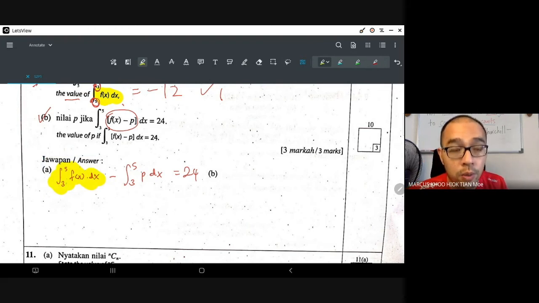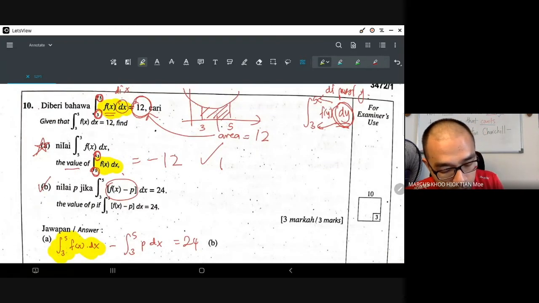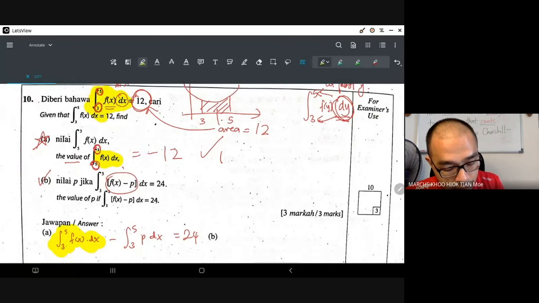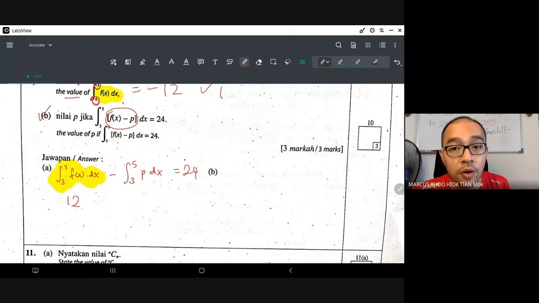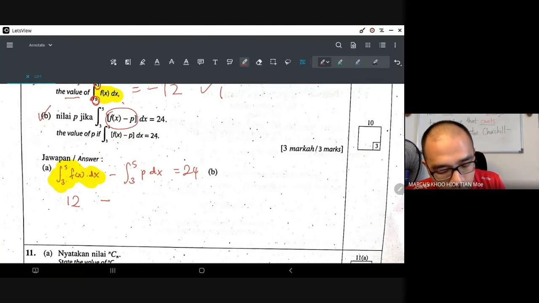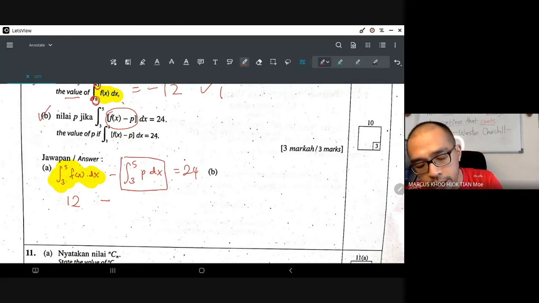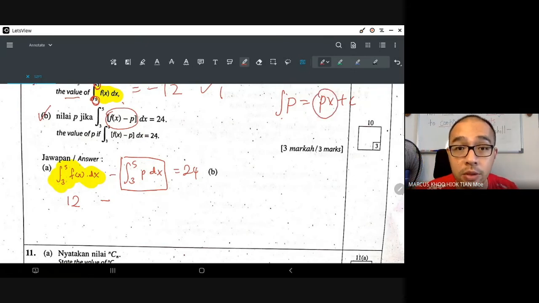Right? We know what this value is. Take a look at this. It is the exact same thing. And integration from 3 to 5 of f(x) dx equals 12. So that's the first thing you're going to do. You're going to put 12 in here, and then only you work on this integration. Integration of p will give you px plus C lah. Kalau tiada nombor di sini is plus C, but it's just kasih tambah 1 x masuk.